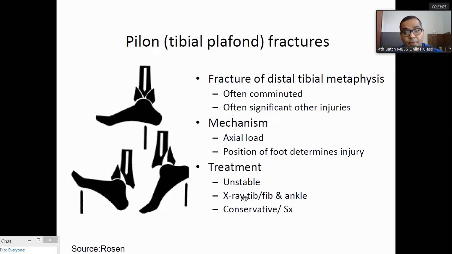We need adequate X-rays. Being an intra-articular fracture, we may not assess the fracture morphology adequately with the simple X-ray. So we may need to go for CT scans, a CT scan of the ankle. In any intra-articular fracture these days, we say the CT scan is a must.